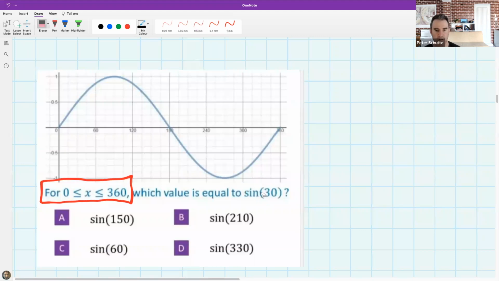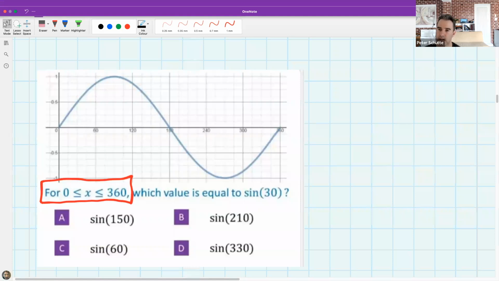And I want you to put your answer in the chat for me, if you can. Or actually, the answer could be A, B, C, or D. Which value is equal to the sine of 30? Which of these 4 values? Let's go to Cynthia. Cynthia, what do you think?